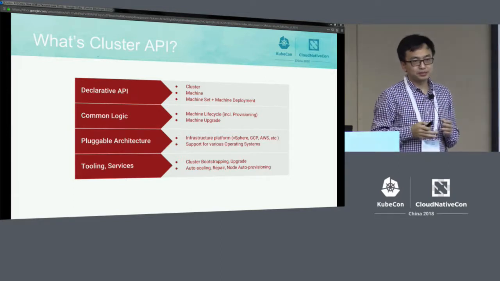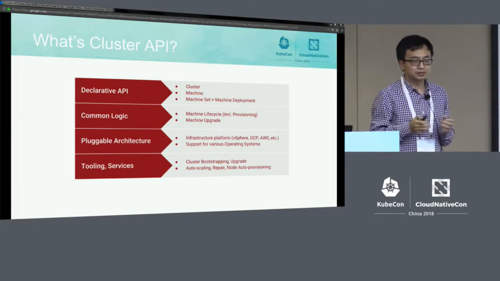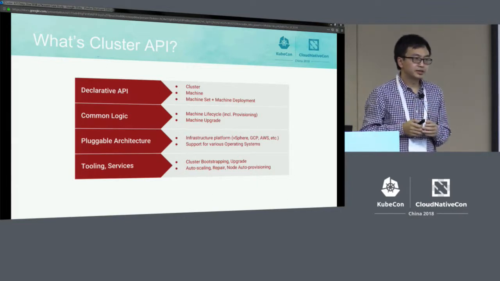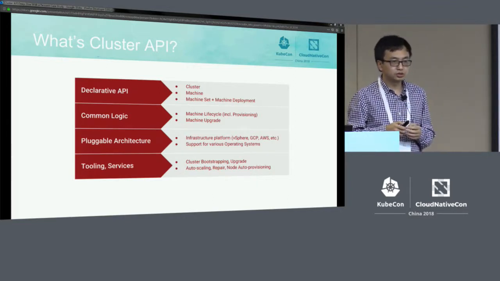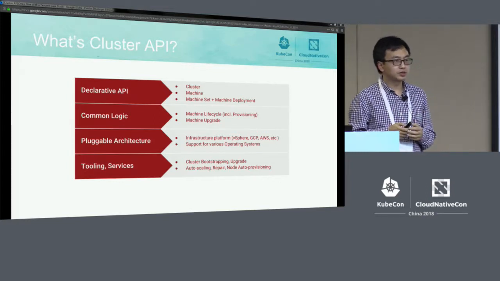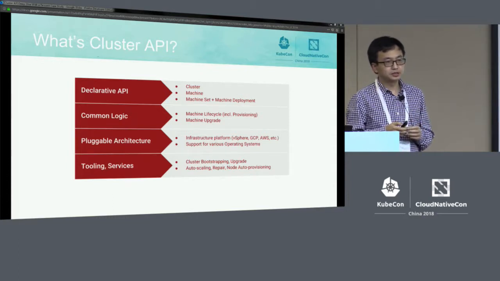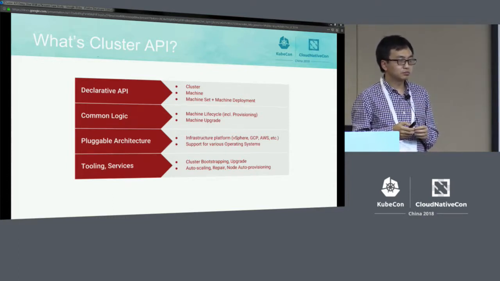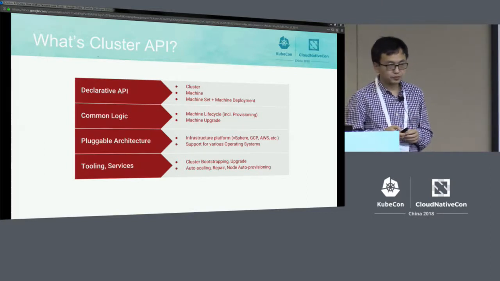So what is the cluster API? What is the definition? First, it is a series of declarative APIs. It describes the configuration of the cluster, including the cluster itself, all the machines inside the cluster, and machine sets and machine deployments are also included.